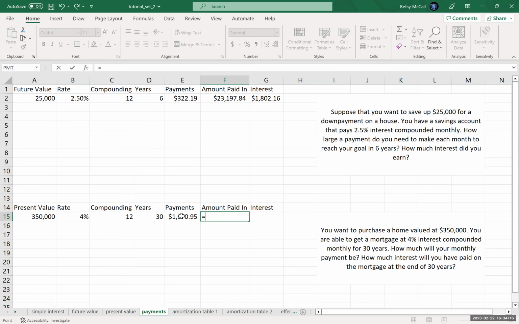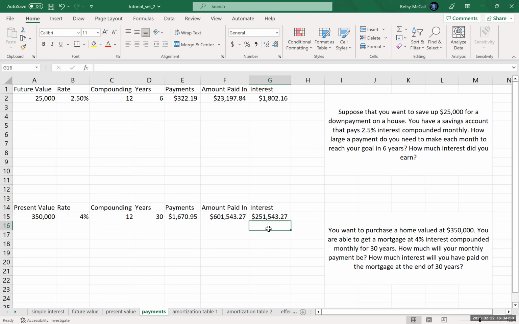Now, if I want to know how much interest I paid, again, I have to calculate how much money I paid on the loan, which is the payments times the total number of payments. And so the interest is the amount that I've paid in minus the present value. And this is one of the reasons why we get rid of the signs, because without the signs, it's much less confusing. It can be very confusing if you end up with negatives and you try to subtract things, that'll make it bigger and not smaller. But in this case, you've paid $251,000 in interest. And unfortunately, that is very common for mortgages, that you pay basically double the price of the house by the time you finish paying off your mortgage.